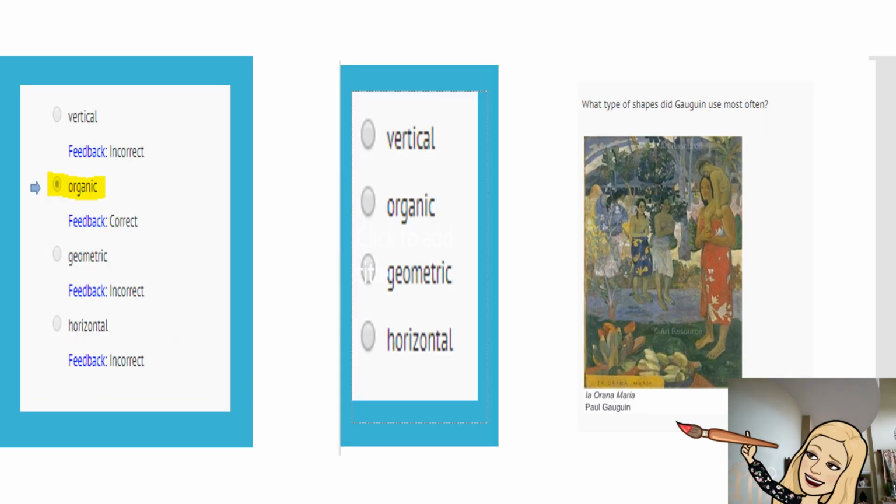The correct answer was organic. As we were looking, these shapes were irregular. They weren't vertical. Vertical means to go up and down. They weren't geometric. Remember how we said that we didn't see any triangles, any squares, anything like that. Horizontal means to go from side to side, like the horizon. So the best answer choice is going to be organic. I hope you got that one correct.